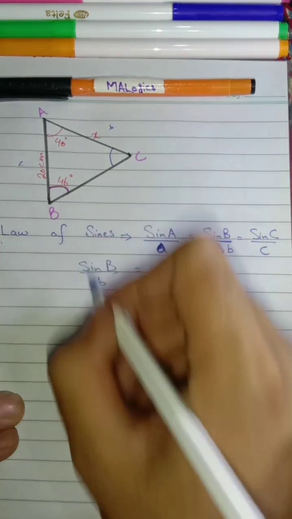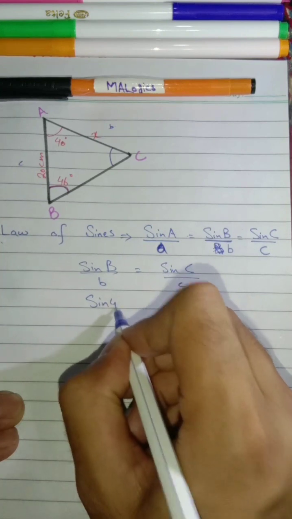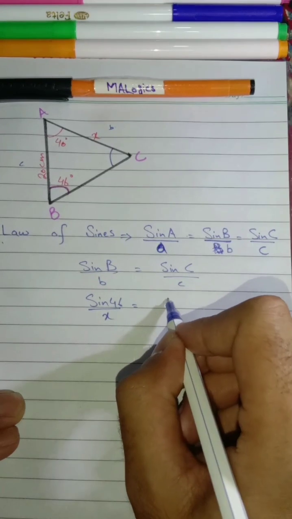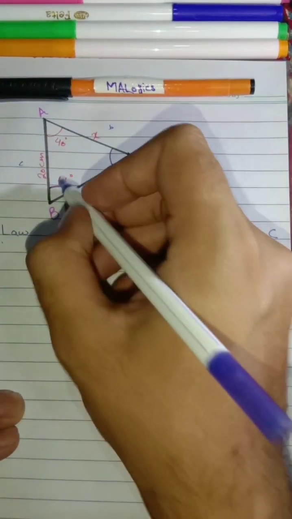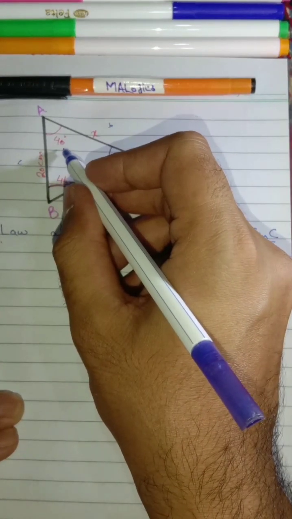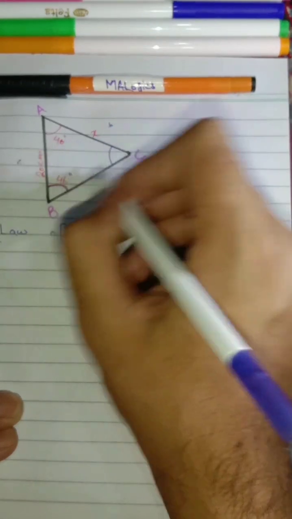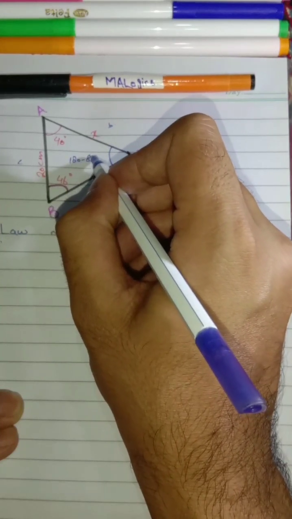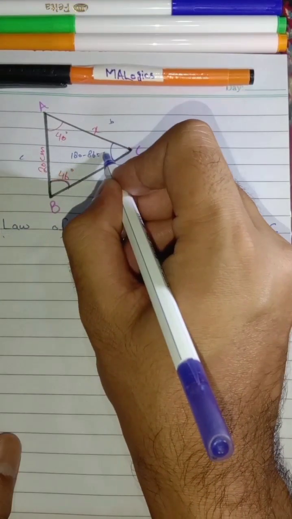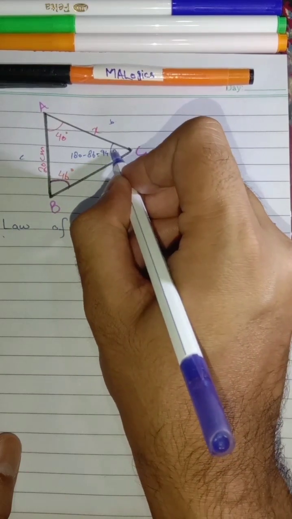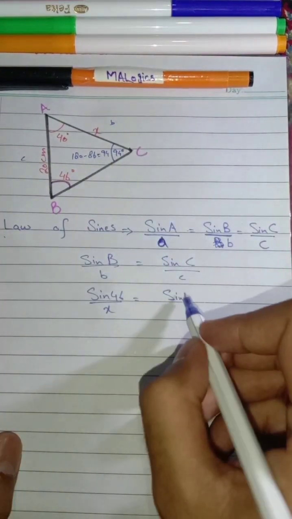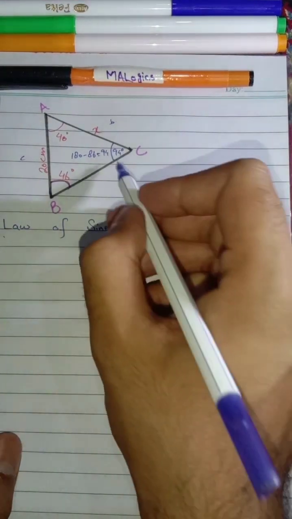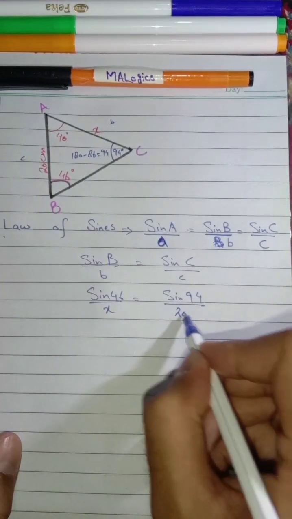So sine capital B equal to 46 over b. We have to calculate the side. Angle C equal to 46 plus 40 equal to 86, and we know that the internal angles of a triangle sum to 180. So 180 minus 86 equal to 94. So this is our 94 angle. So use it here. C equal to 94 and the small c equal to 20 centimeters.